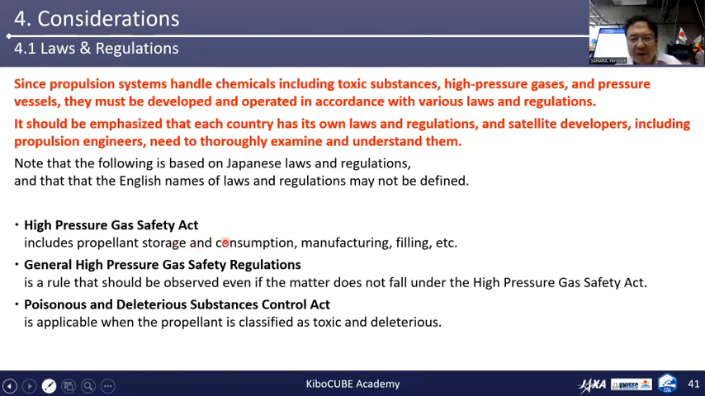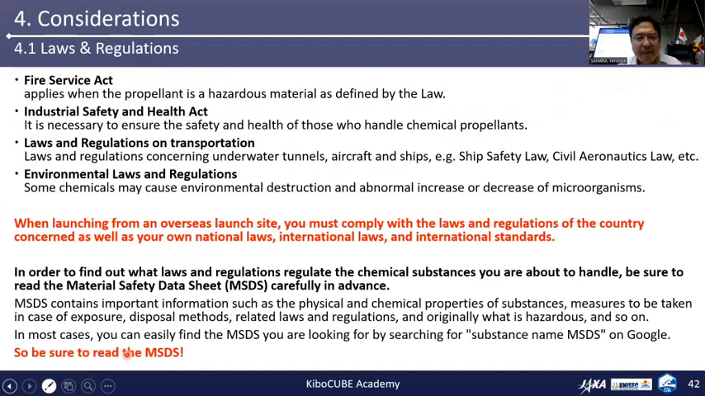For example, Japan has both the High Pressure Gas Safety Act and General High Pressure Gas Safety Regulations regarding high pressure gas. The Poisonous and Deleterious Substances Control Law is in place for the handling of poisonous and deleterious substances. There are also various laws and regulations governing the transport, handling, and disposal of propellants. When launching from an overseas launch site, you must comply with the laws and regulations of the country concerned, as well as your own national laws, international laws, and international standards.